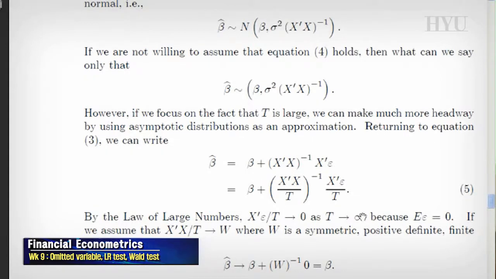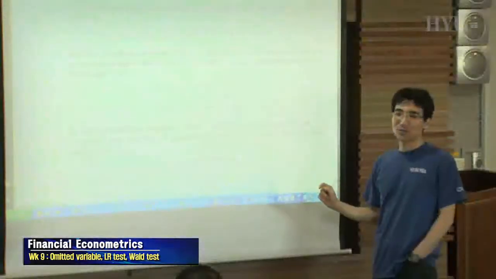And suppose we assume x prime x divided by T converges to some matrix W, not a constant, where W is a symmetric, positive definite, and finite matrix. Then basically this one becomes some constant and this goes to 0. So if we have a large number of data, then beta hat will converge to the true beta.